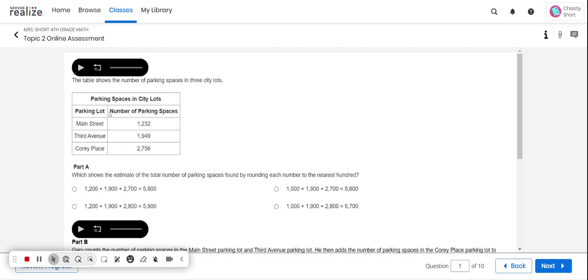Okay. So, for this one, we've worked this one out many, many times, which shows the estimate of the total number of parking spaces found by rounding each number to the nearest 100. So, your job is to round each one of these to the nearest 100. Okay, hold on just a second. All right, so if you do the underlining the hundreds place and circling the tens place, you're going to find out that this rounds to 1200.